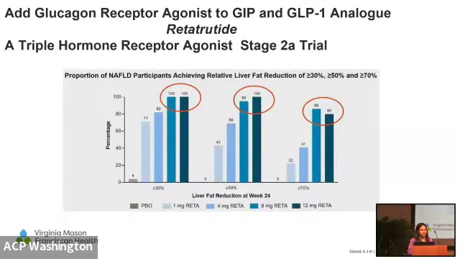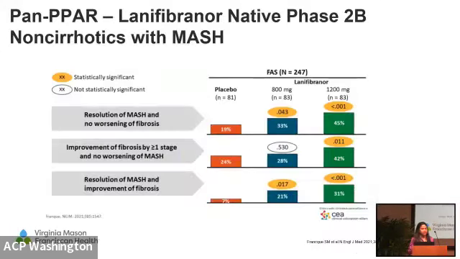What happens when you add a glucagon receptor agonist to this? Well, you get retatrutide, and this is even more exciting. This data shows us improvement in fat of more than 30%, more than 50%, and more than 70%. So absolutely exciting data here, and we are looking forward to more data. Lanifibranor, the PPARs, again shows some improvement in both the fibrosis and steatosis.